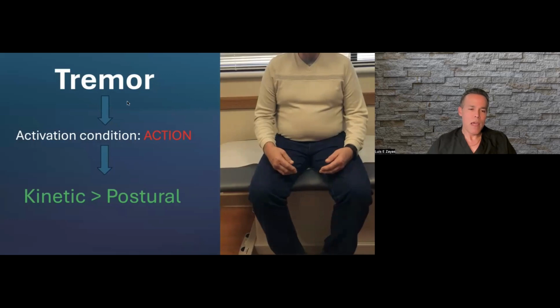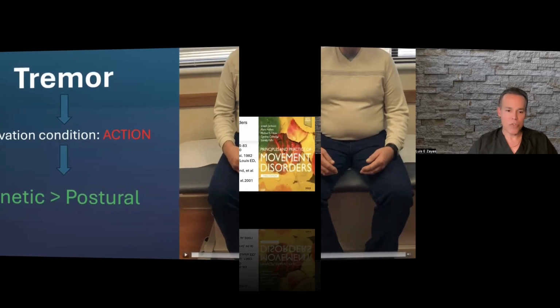Now, like I say, in action, in essential tremor, the most important is kinetic. Kinetic should be more pronounced than postural tremor. And this is characteristic for essential tremor.